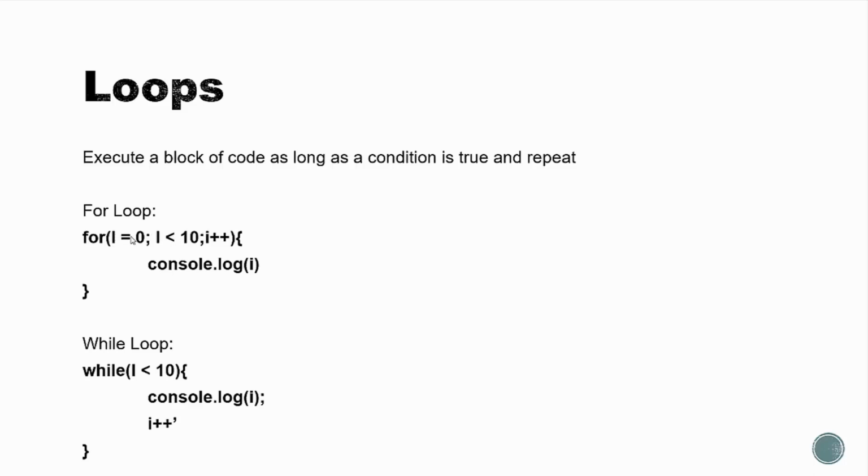We're setting I to 0, and then we're saying as long as I is less than 10, then we're going to run this code, and we're also going to increment it by 1 by saying I++. So essentially, this is going to console log whatever I is. And each time it goes through, it's going to add 1 to it because we're incrementing it. All right, so as long as it's less than 10, this will keep running. Once it hits 10, then it'll stop.